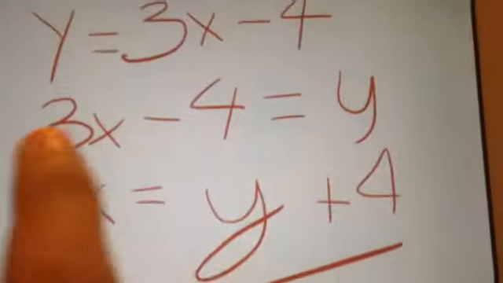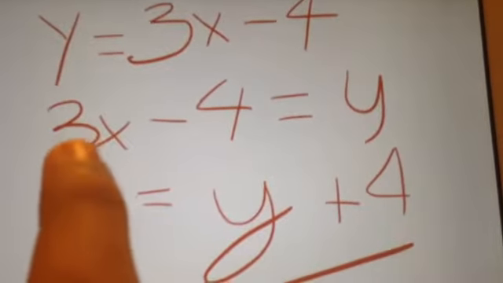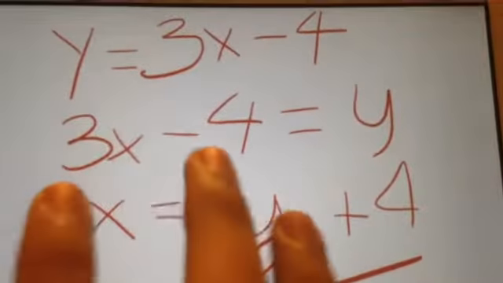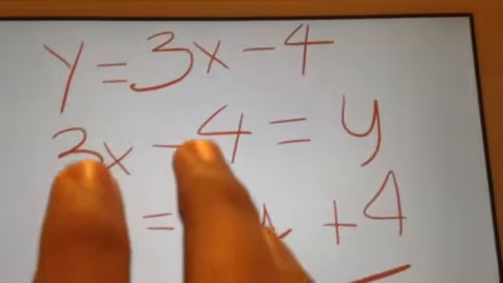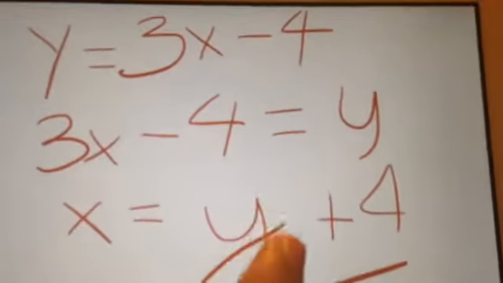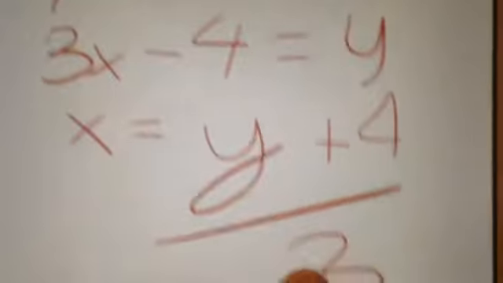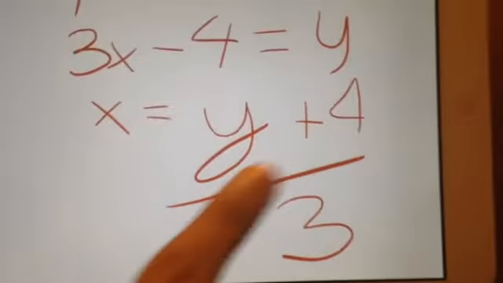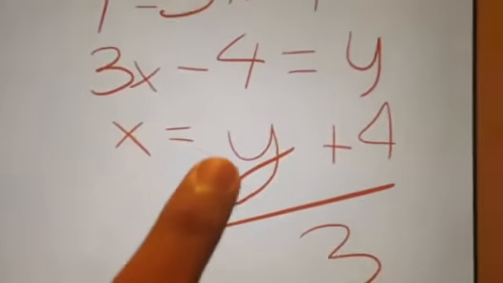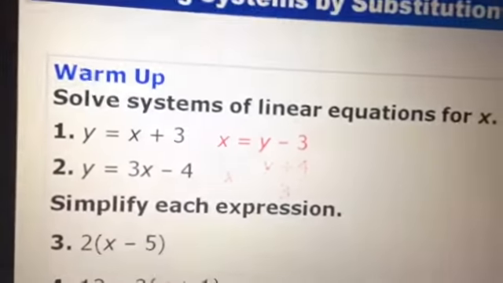So x equals y, and the 3, since we know it's multiplied, we have to divide that. So it's y positive 4 divided by 3. Okay, y plus 4 over 3, and that's the answer. So yeah, that's the same one.